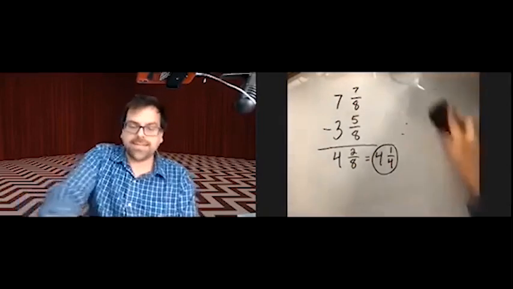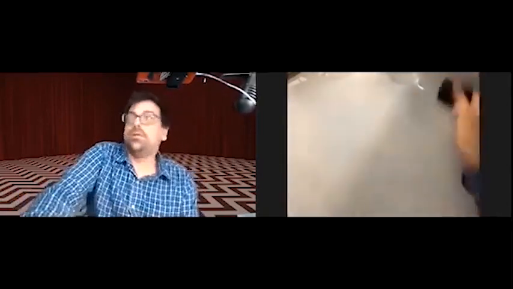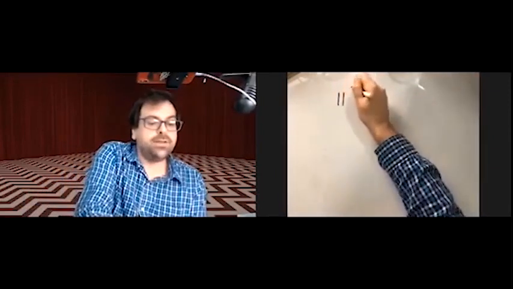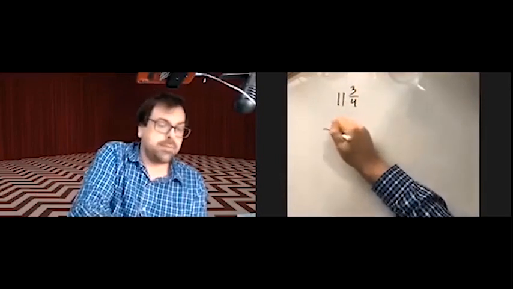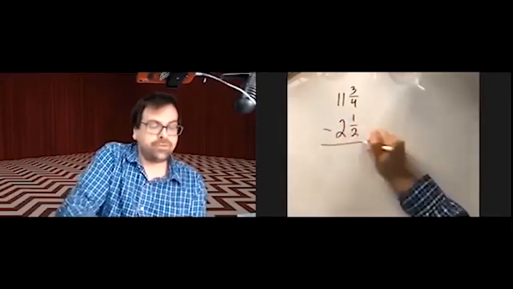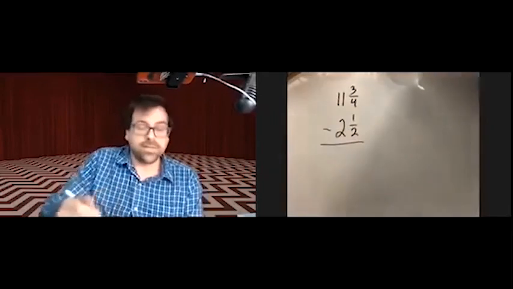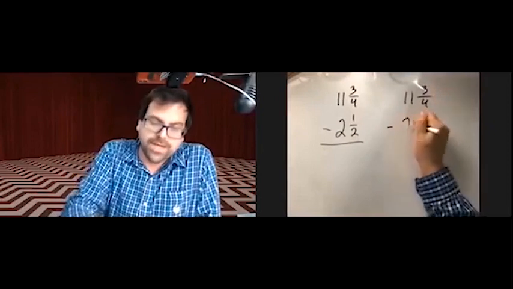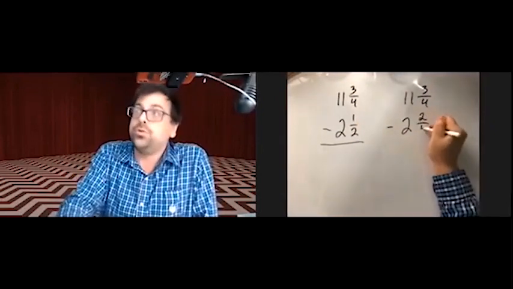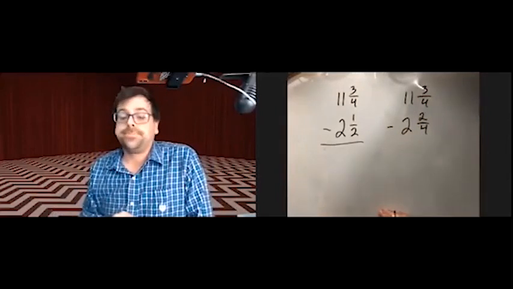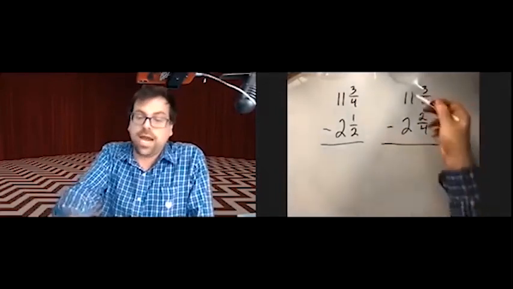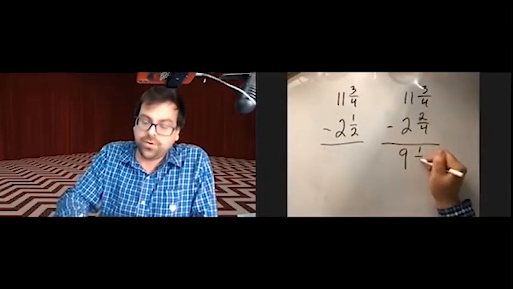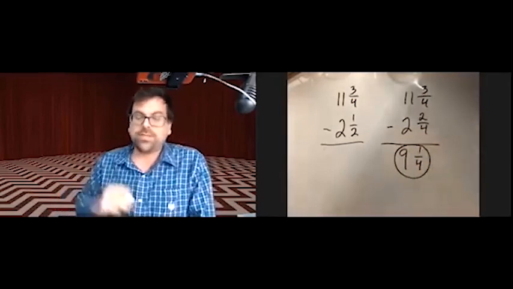Let's do exact and estimation again for our next one. 11 and 3/4 minus 2 and a half. We need to get a common denominator. Fourths. The first one won't change, but the second one, 2 and 1/2 is 2 and 2/4. Subtract, 11 minus 2 is 9. 3/4 minus 2/4 is 1/4.